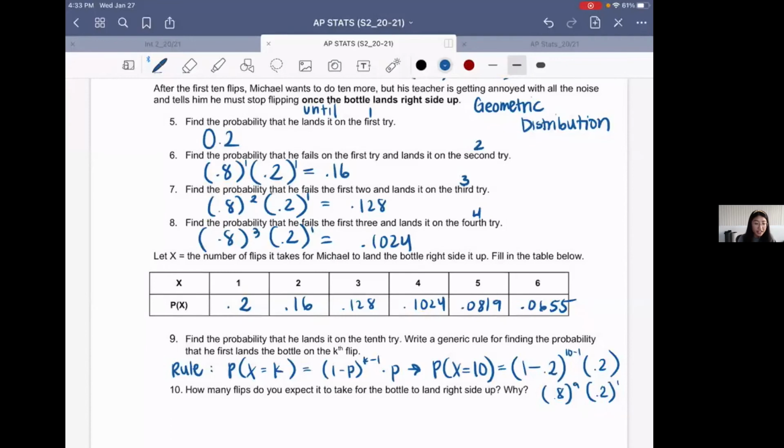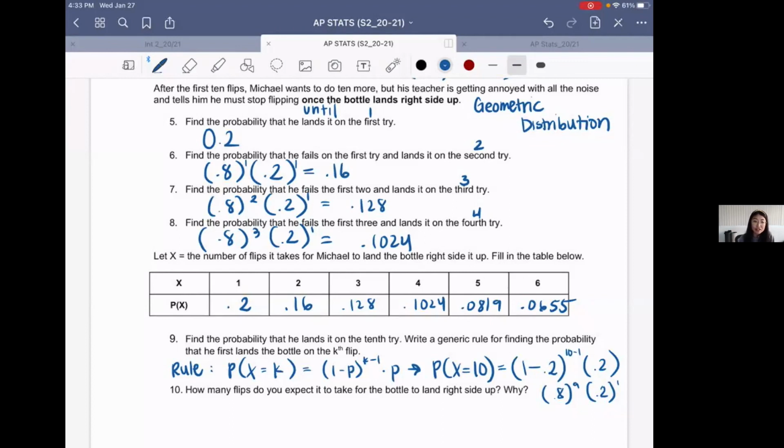All right, so here's what I got as the rule. The probability that X equals k equals (1 minus p) to the k minus 1 power times p. If I were to put values in here, which would probably make more sense, if I want to flip until I land my first bottle on the 10th try, then I would do 1 minus 0.2. So my probability of failure is 0.8, and that should be to the 9th power.